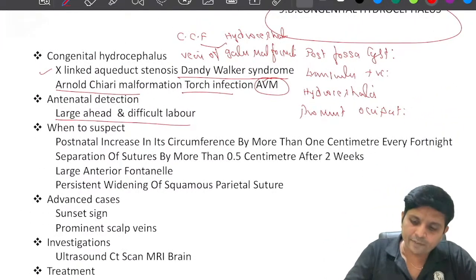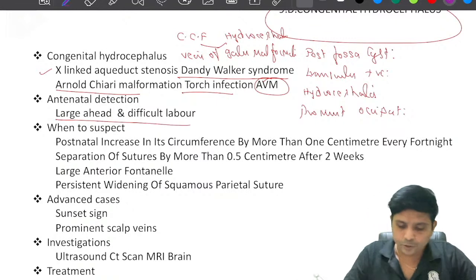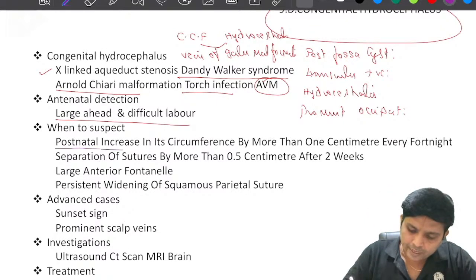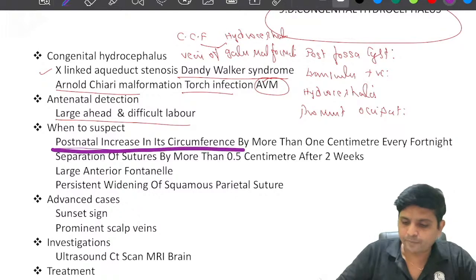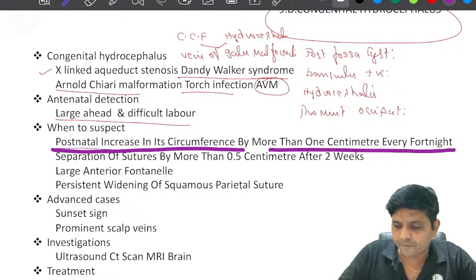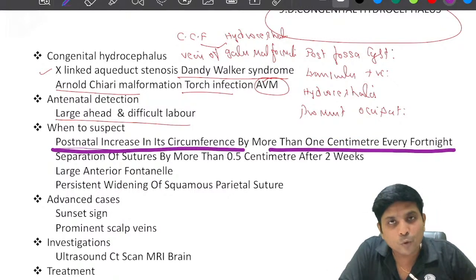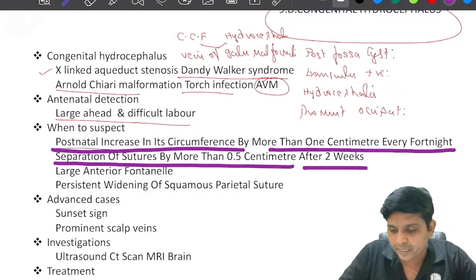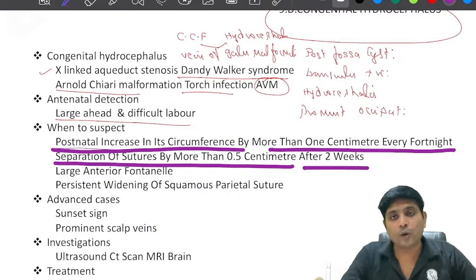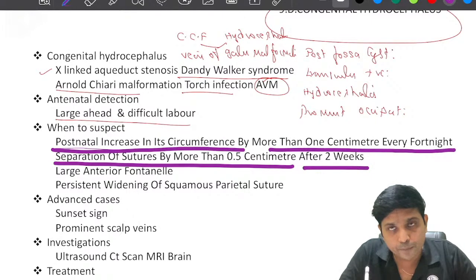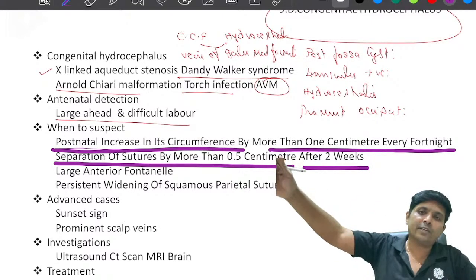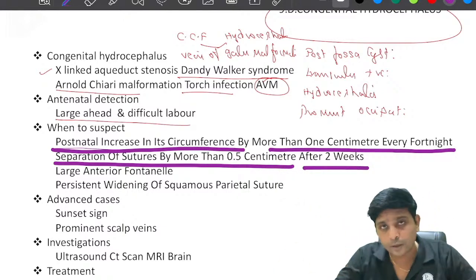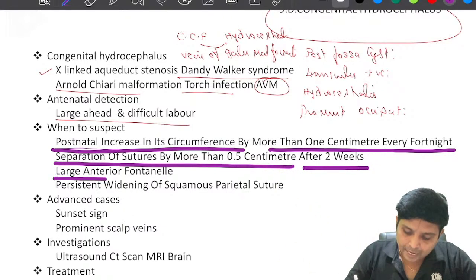When to suspect? Very important, my dear friends. Look at here. Postnatal increase in head circumference by more than 1 centimeter every fortnight, and also separation of sutures by more than 0.5 centimeter after 2 weeks. So after 2 weeks, separation of sutures by more than 0.5 centimeter, more than 1 centimeter of head circumference growth per fortnight, large anterior fontanel.